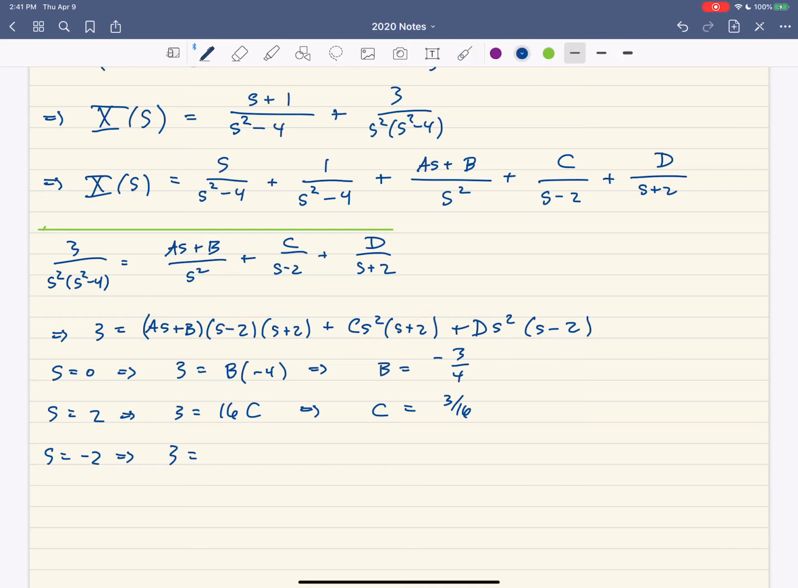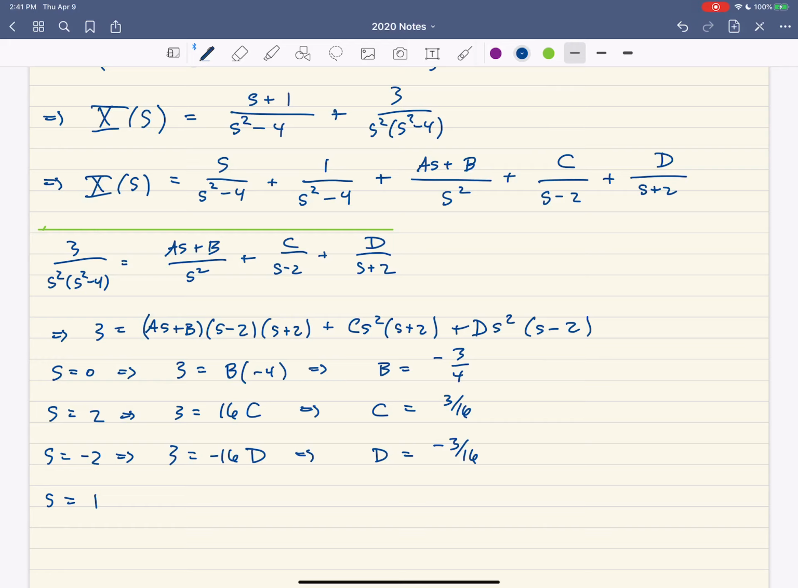So this is going to be 4d times negative 4. So negative 16d, which means the d will be negative 3/16. Finally, we need a. To get a, we're just going to plug in any other value. I'm just going to pick 1 because it's nice and small and straightforward.